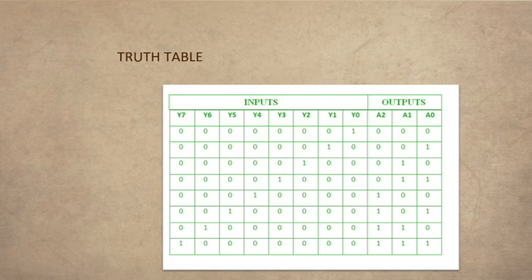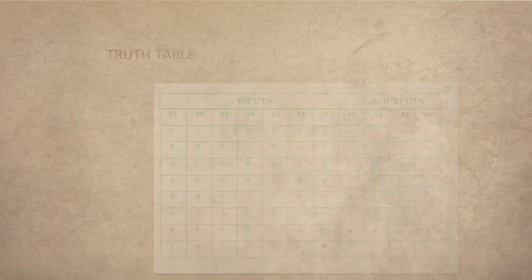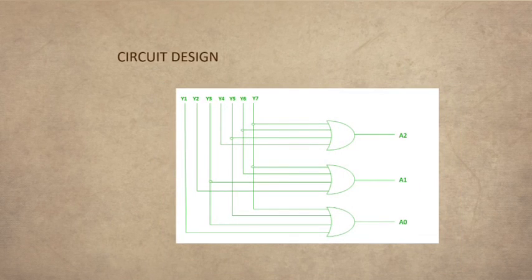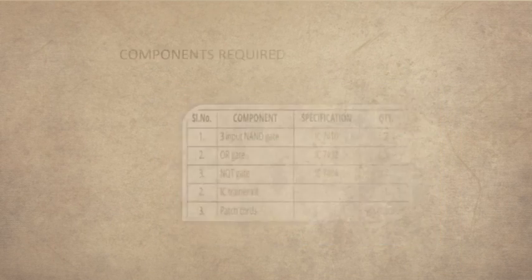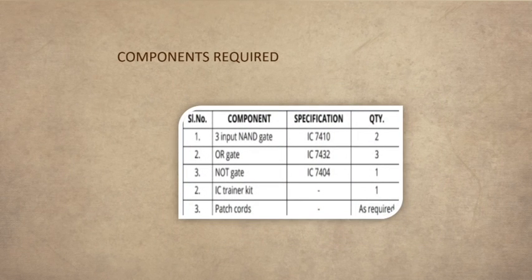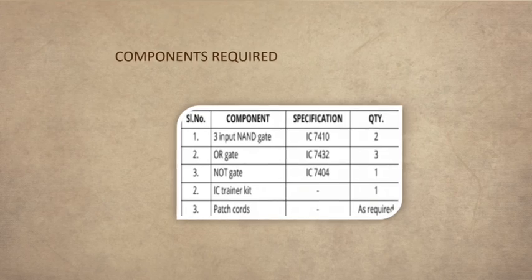Input and output variables. Input variables are Y1, Y2, Y3, Y4, Y5, Y6, Y7. Output variables A2, A1, A0. This is the truth table for encoder. This is the circuit design. These are the components required: NAND gate IC 7410, OR gate IC 7432, NOT gate IC 7404.